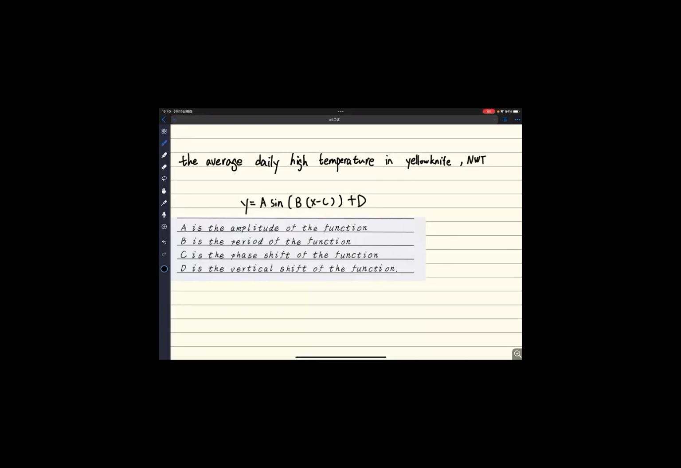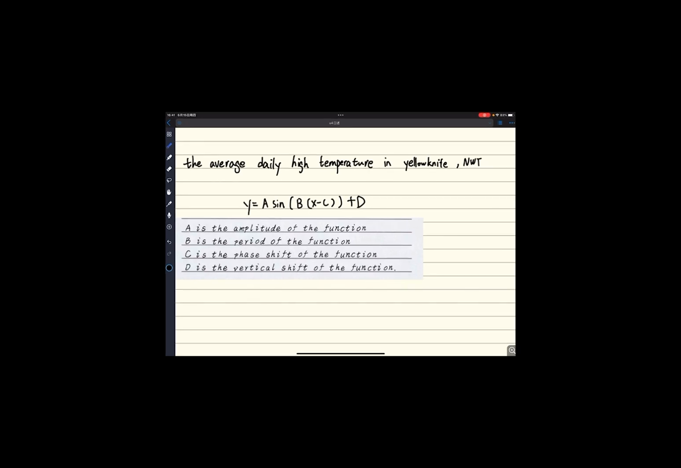Now let's look at the fourth question, the average daily high temperature in Yellowknife. It can be modeled with a sine function to simulate this information. The equation is y equals a times sine of b times (x minus c), plus d, where a is the amplitude of the function, b is related to the period of the function, c is the phase shift of the function, and d is the vertical shift of the function.